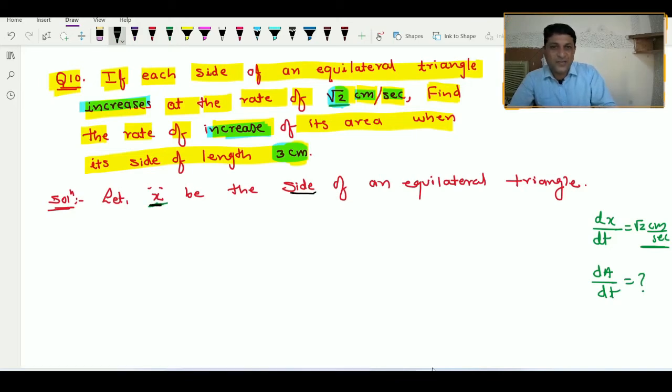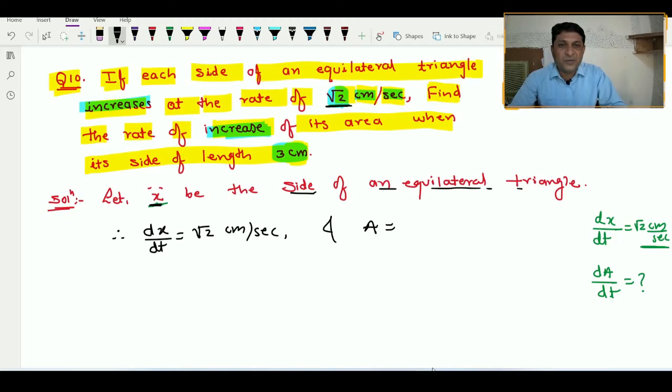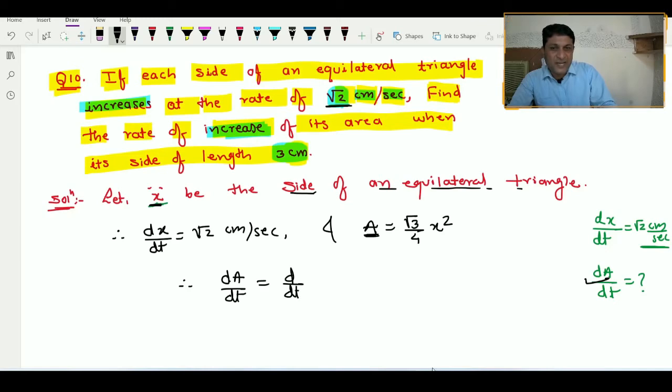Already we have denoted the side of the equilateral triangle by x. So we can say that dx by dt, the increase in the length of the side, will be equal to root 2 centimeter per second. And area A, we know that the area of an equilateral triangle will be equal to root 3 by 4 side square. So here A is nothing but area. Therefore dA by dt is what we have to find out here. Our aim is to find the value of dA by dt. So d by dt, keep it as it is. I am replacing this A by its value, root 3 by 4 x square.